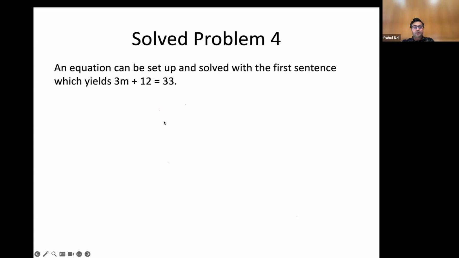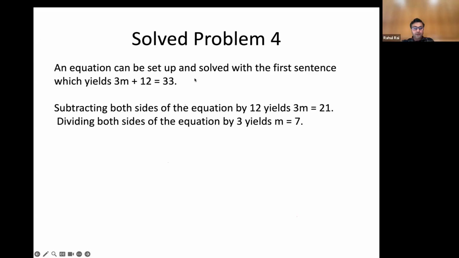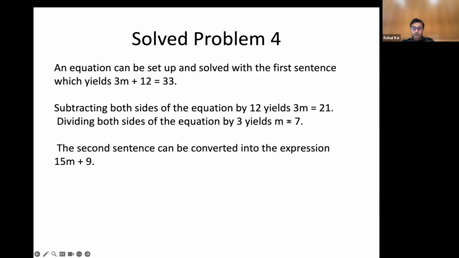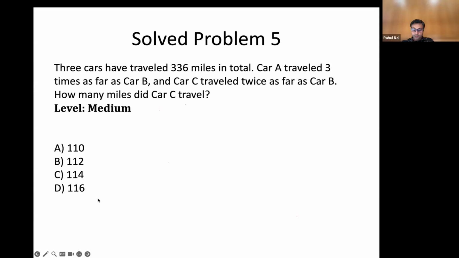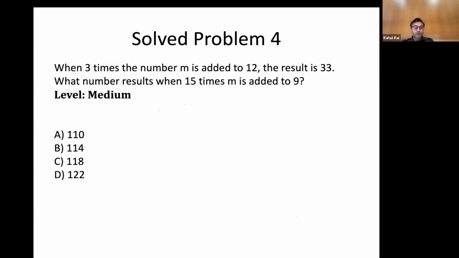As I said, this will be the equation from here. If you solve this, which is basically subtract 12 from both sides and then divide both sides by 3, you will get m equal to 7. Now you need to substitute the value of m equal to 7 in this expression. If you do that, that will be 15 times 7 plus 9, which is going to be 114. So the option that is right, if you see, 114, is option B.